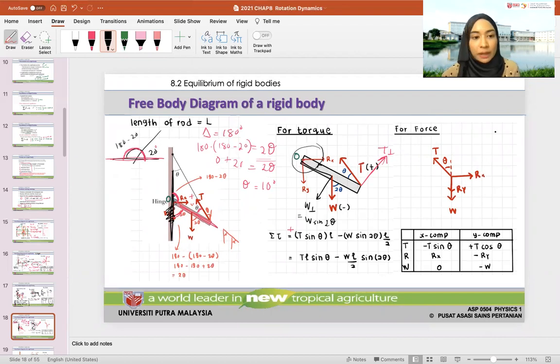For the forces, we combine everything at the center. So we have the x component as Rx. This guy becomes T sine theta. Wait.